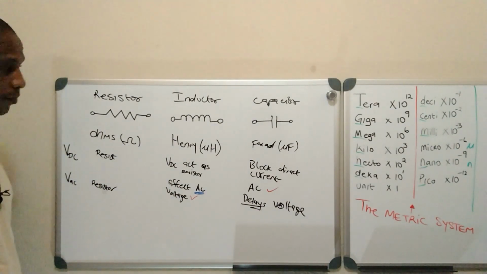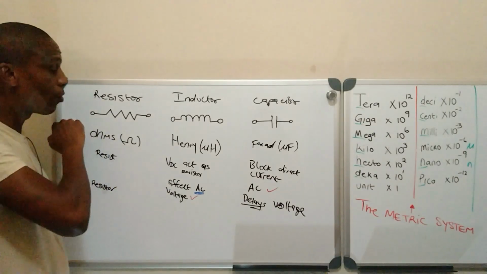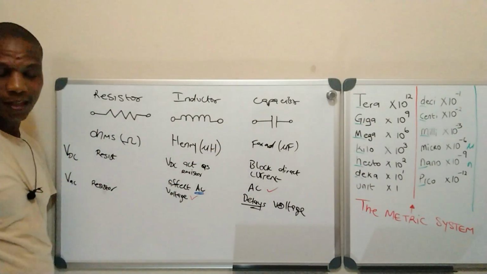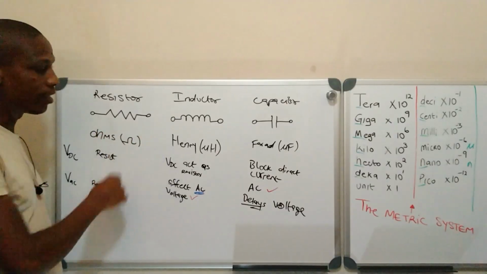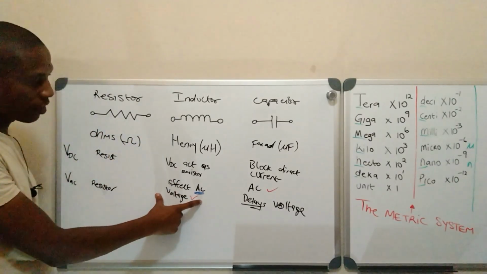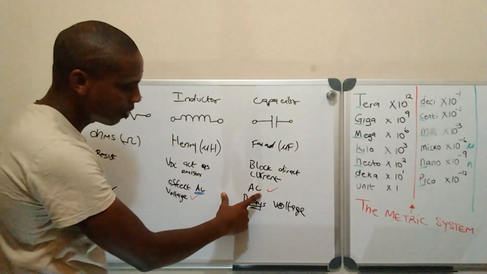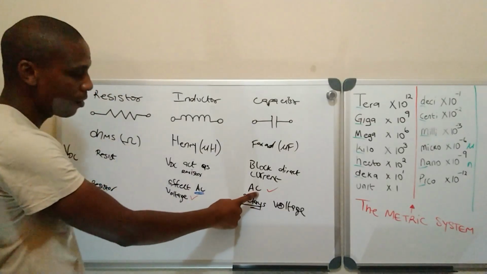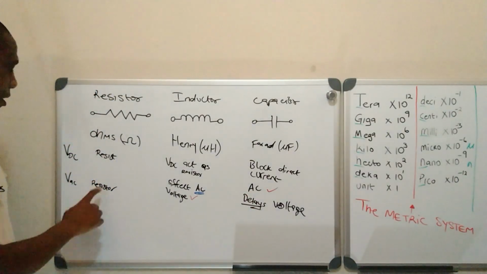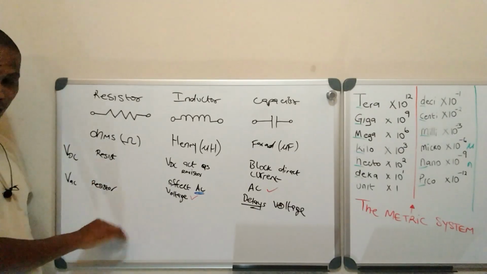So next time we meet, we're going to build a circuit. We're going to put them all together in one circuit and see how the current and the voltage are going to behave. Because we said this one affects the alternating current, but it doesn't have a problem with the voltage. This one affects the voltage, but it doesn't have a problem with the alternating current. This one only resists. That's all it does. It doesn't affect anything else.